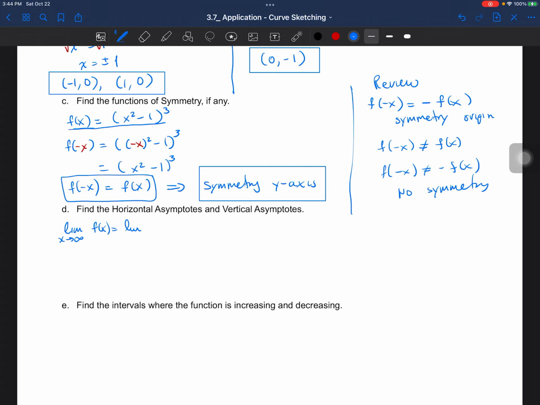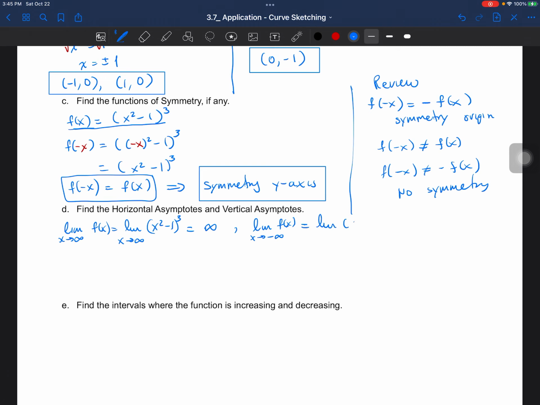All right, so we know that to find the horizontal asymptotes, what we're going to do is take the limit as x goes to infinity of the original function, which happens to be the limit of x squared minus 1, everything raised to the third power, as x goes to infinity. Well, what happens here is that this is becoming very large, and then you're squaring it, and then you're subtracting 1, which doesn't make any difference, right? You still have infinity, and then you raise it to the third power, so this is just going to infinity.